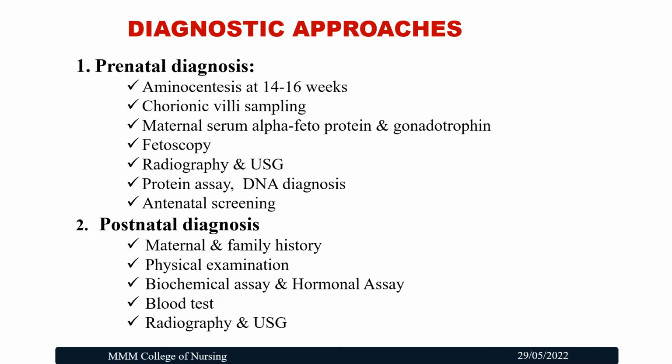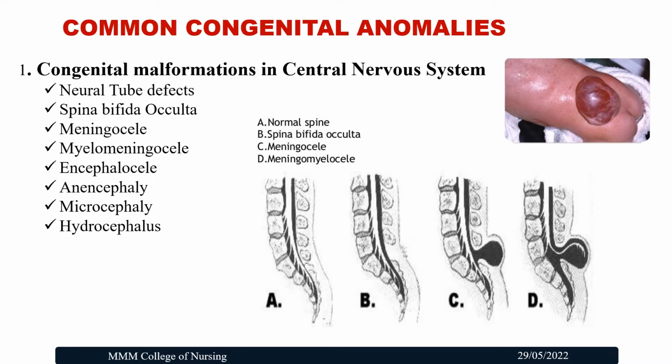And for postnatal diagnosis, the investigations can be the maternal and family history, physical examination, biochemical assay and hormonal assay, blood test, radiography and ultrasonography. These are the methods of diagnostic approaches to rule out the congenital anomalies in children. Next, we can see about common congenital anomalies in children.